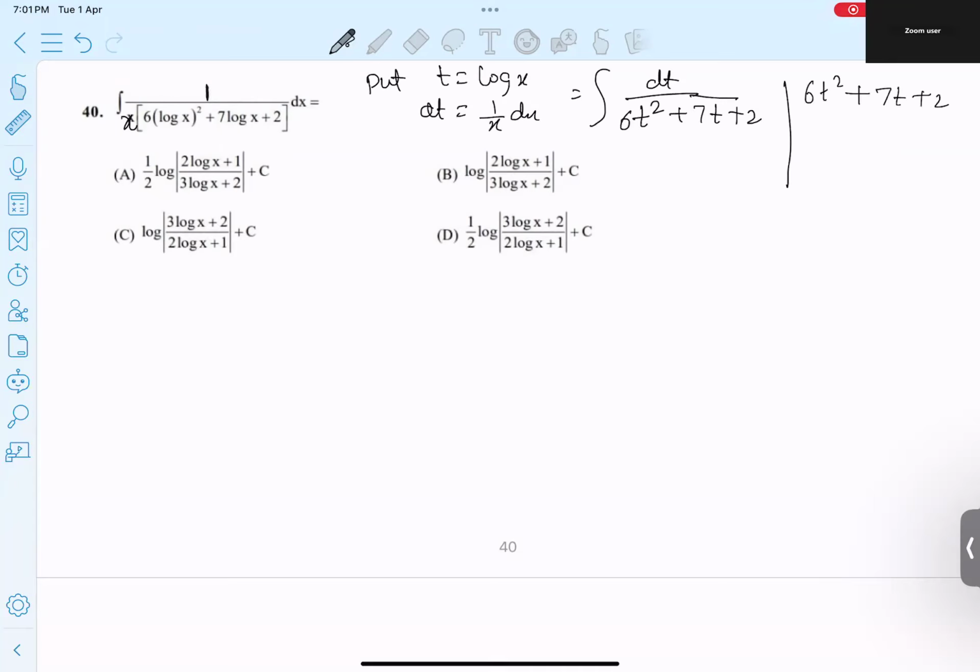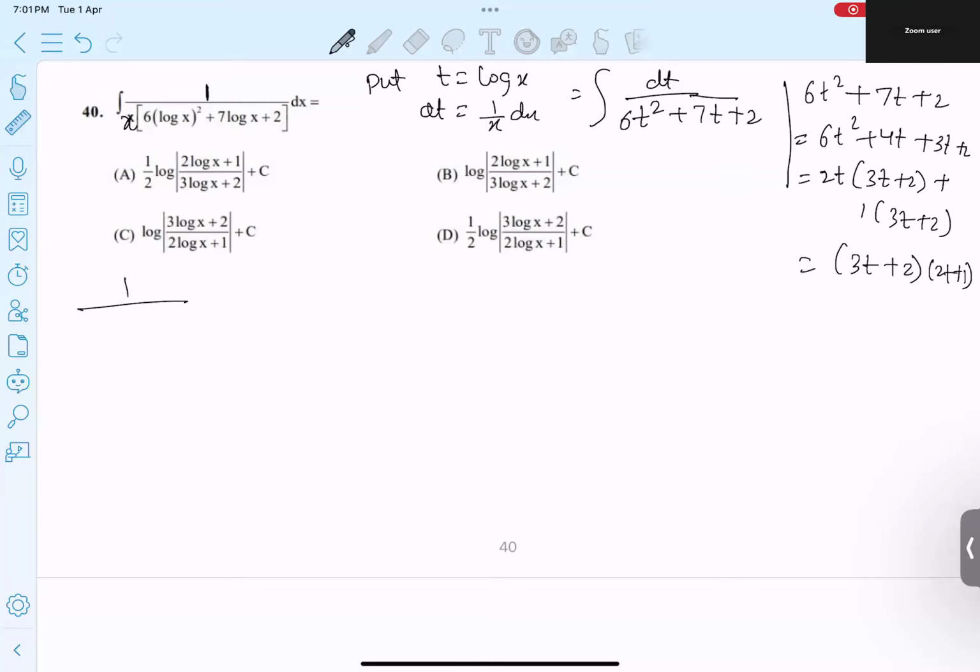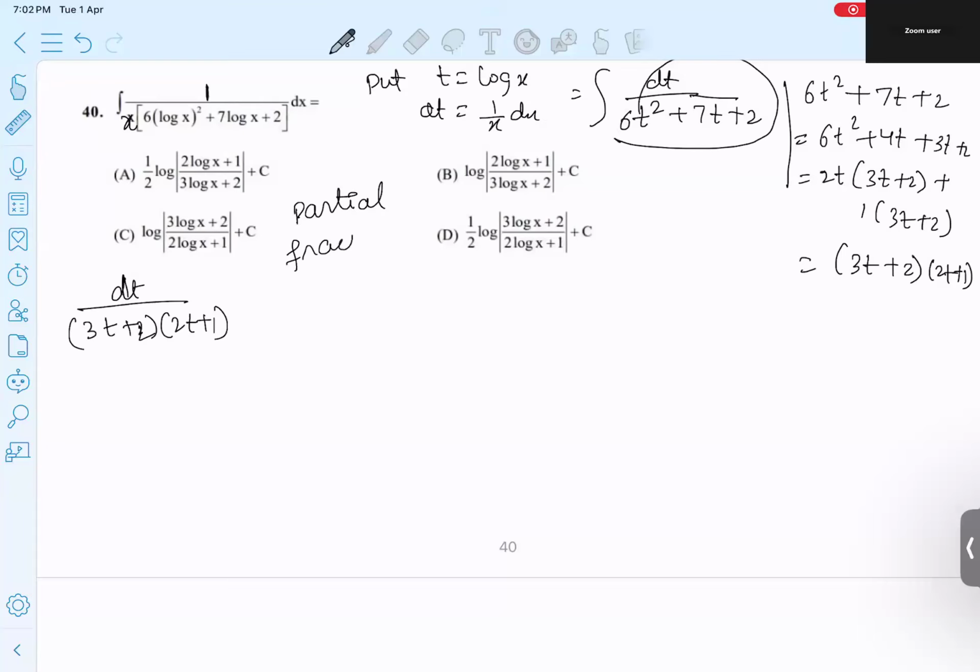If we solve that quadratic, we'll get 4t plus 3t plus 2, which can be written as taking 2t as common, 3t plus 2, and 1 as common, 3t plus 2, which is a product of 3t plus 2 and 2t plus 1. Substituting in this equation, I'll apply the integral at the end. This can be written as dt by 3t plus 2 into 2t plus 1. This is an integration question, and it belongs to partial fractions.